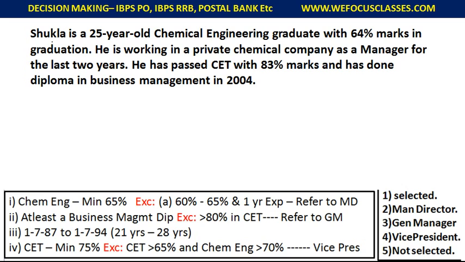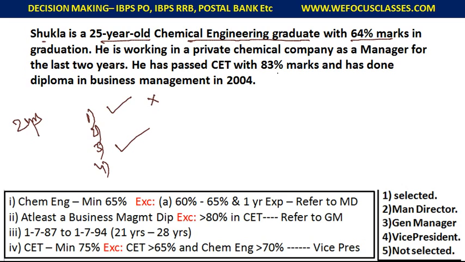So what is given in the next problem? Shukla, a 25-year-old chemical engineering graduate with 64% marks in graduation. So first condition, second condition, third condition, fourth condition. He is 25 years old, so the third condition is fulfilled. Chemical engineering, first condition. But he is getting less than 65%, so marks not fulfilled. He is working in a private chemical company as a manager for the last 2 years, so 2 years experience is given. He has passed SET with 83% of the marks. For SET we require only 75, but he has 83%. And he has done a business management diploma in 2004. So he fulfilled second, third, fourth, but he failed at the first condition.